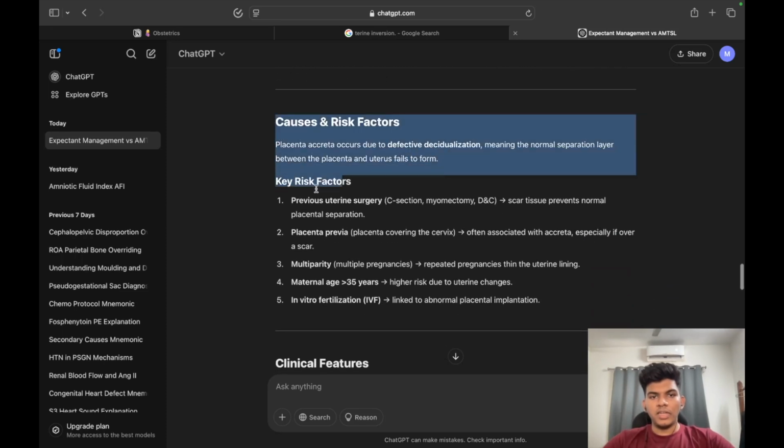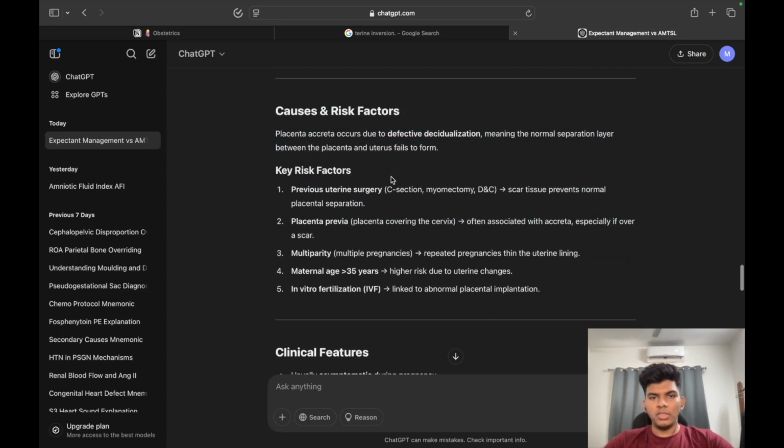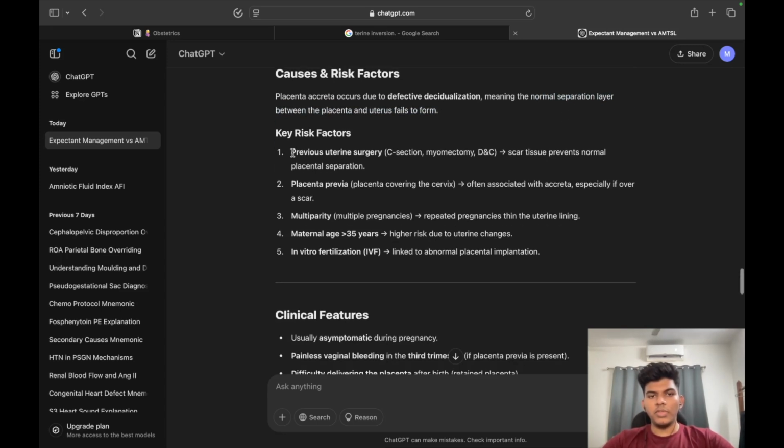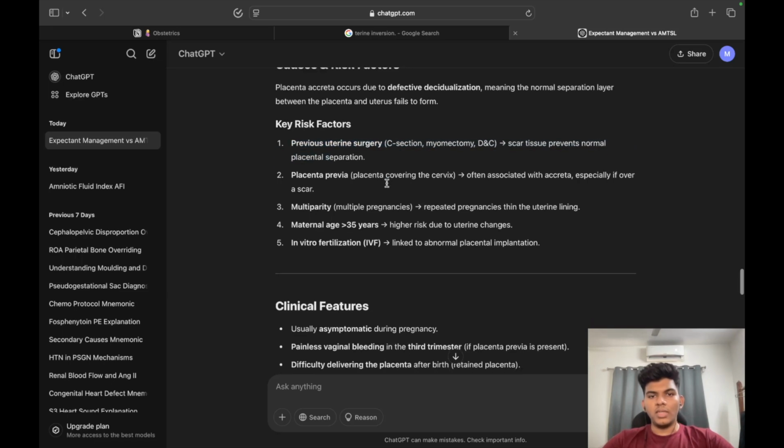So there are these risk factors and all that. Should we go into the details? No, we'll just look at the highlighted points. Defective decidualization, meaning the normal separation layer between the placenta and uterus. So placenta is one thing, uterus is something else. This is a tissue that is developed. So it fails to, you don't have a proper separation. So because of that, there is more invasion. Previous surgery. So what can cause it, like scar and all that? It disturbs the normal homeostasis over there, and proper separation is missing.